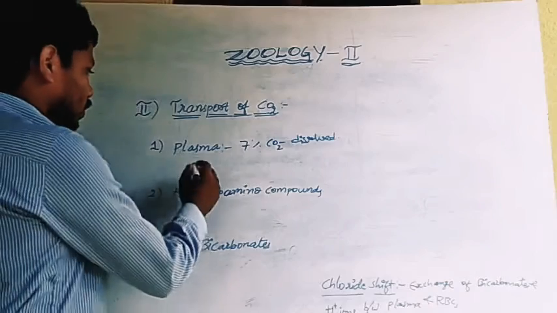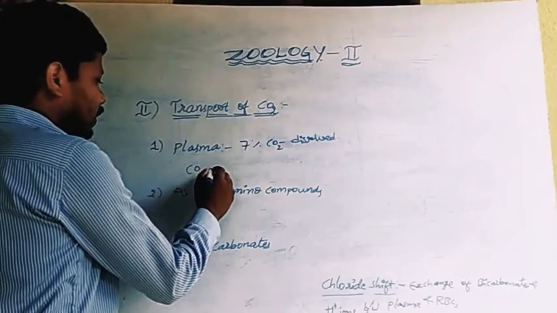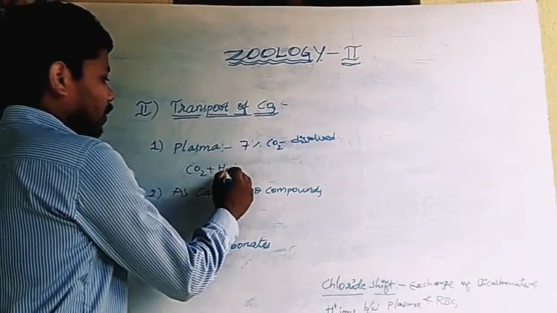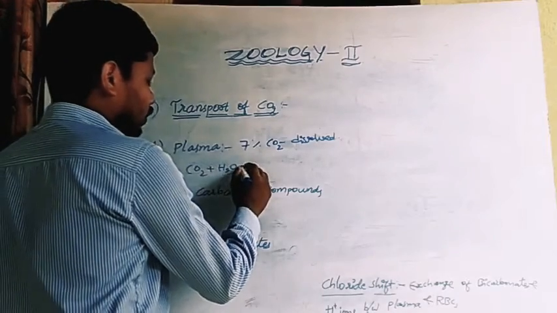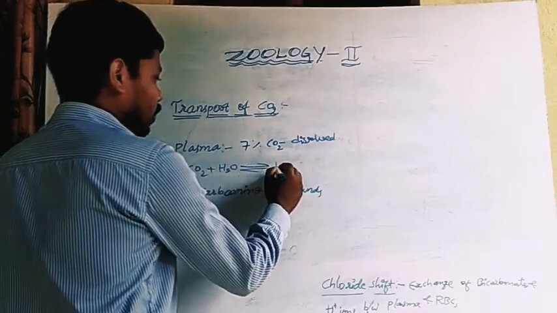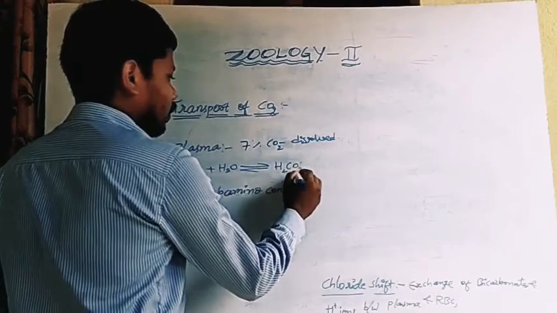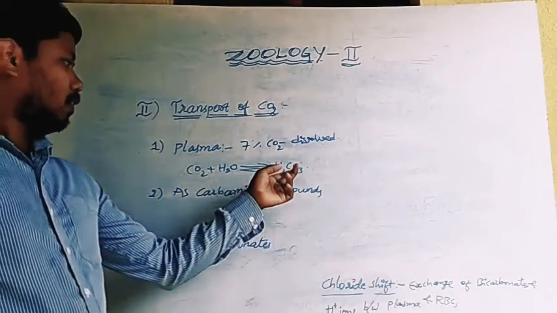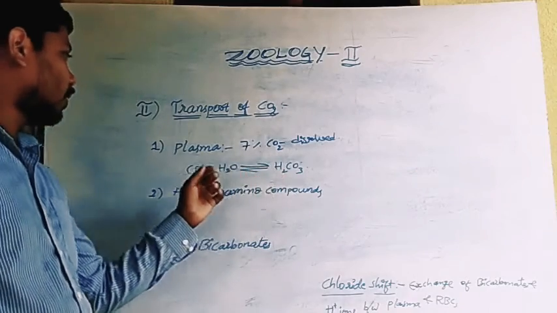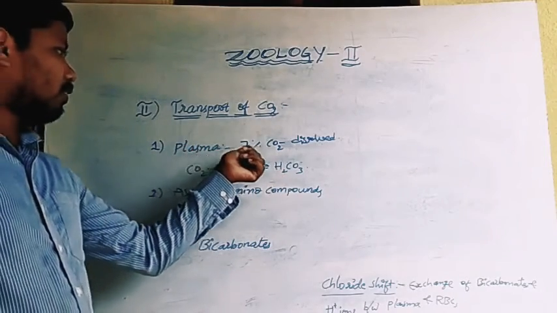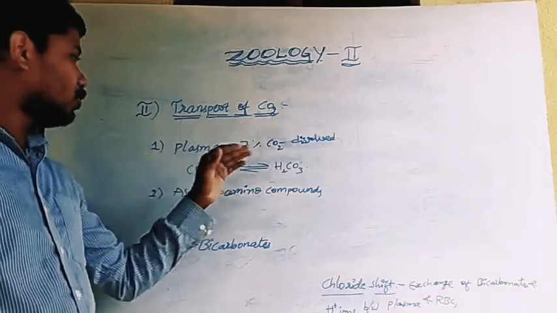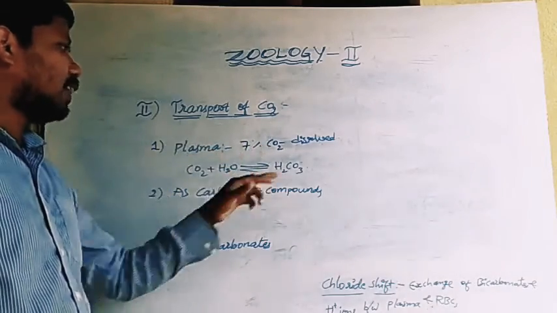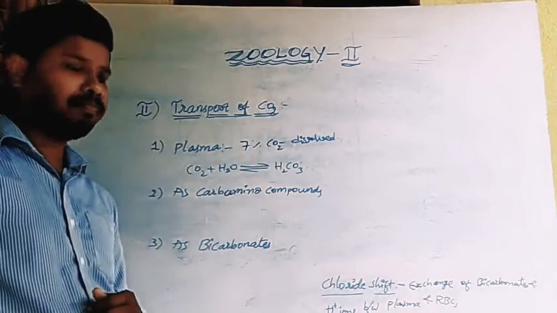So here carbon dioxide combines with water and forms H2CO3. Here 7% of carbon dioxide is transported through the plasma in the dissolved state.